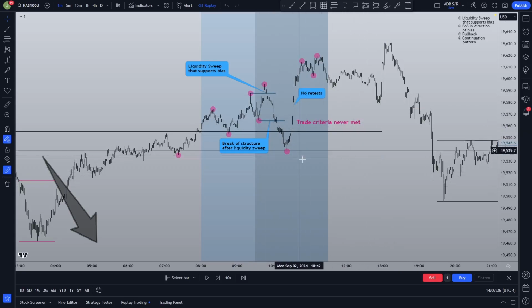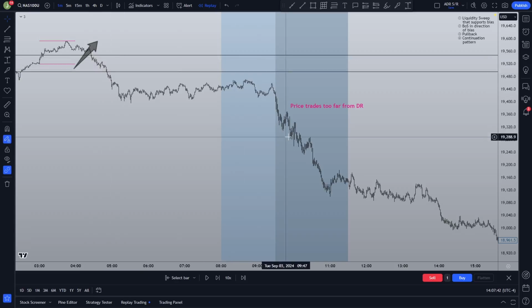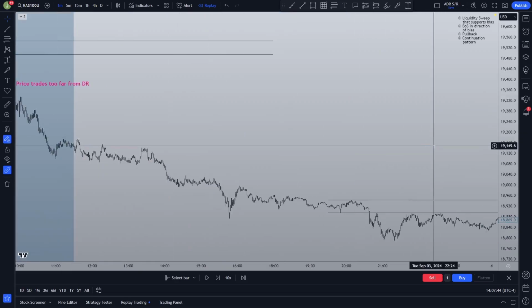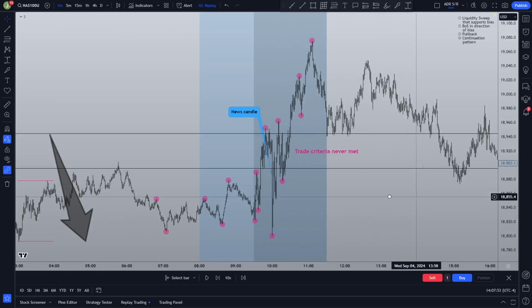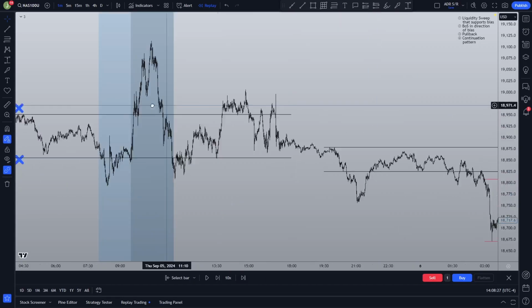So first day here, we have no trade criteria met, so we don't take any entries. The next day we have a bullish bias, but price trades too far away from the DR to take any entries. Third day, no trade criteria gets met. On the fourth day, we have one of those bad pattern days, and we just don't take any trades these days. So we've gone 4 days now with absolutely no trades.